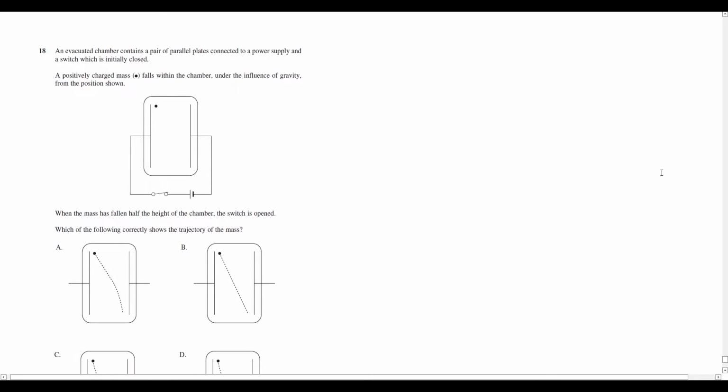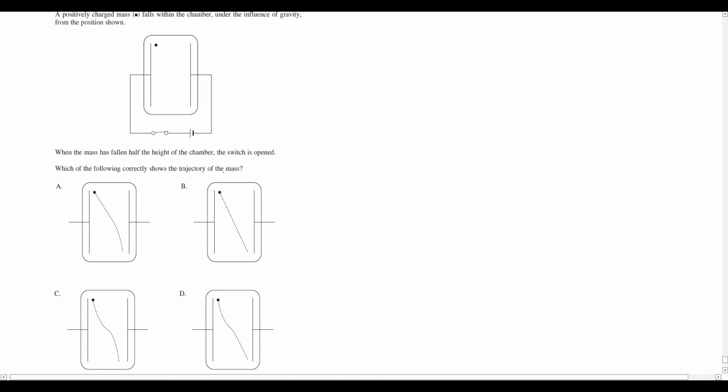Okay, now, question 18. An evacuated chamber contains a pair of parallel plates connected to a power supply and a switch which is initially closed. A positively charged mass falls within the chamber under the influence of gravity from the position shown. When the mass has fallen half the height of the chamber, the switch is opened. Which of the following correctly shows the trajectory of the mass?